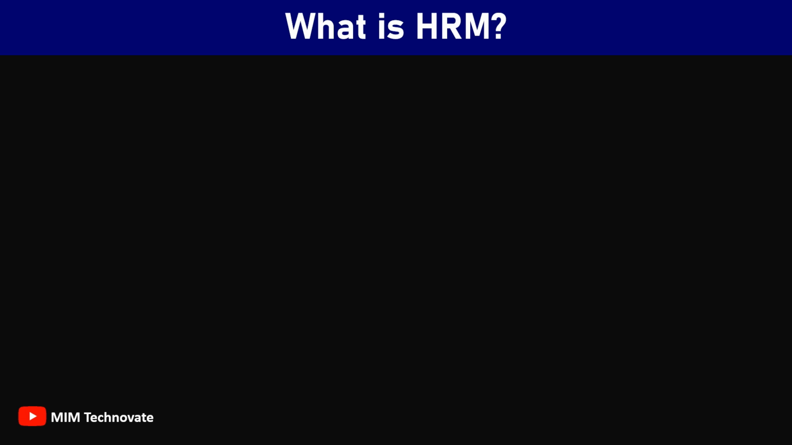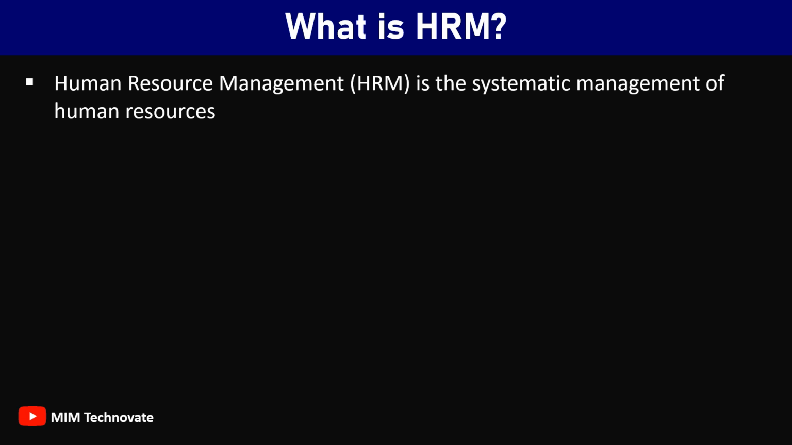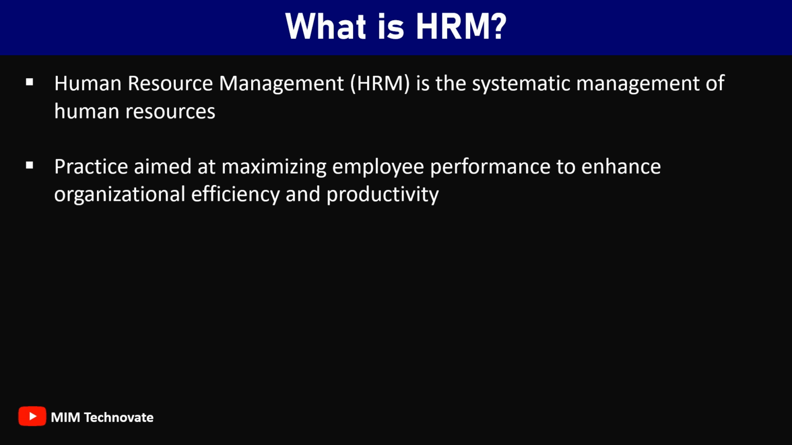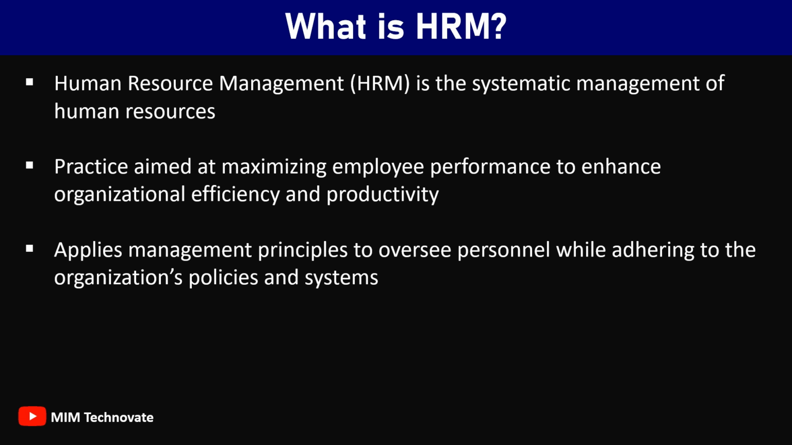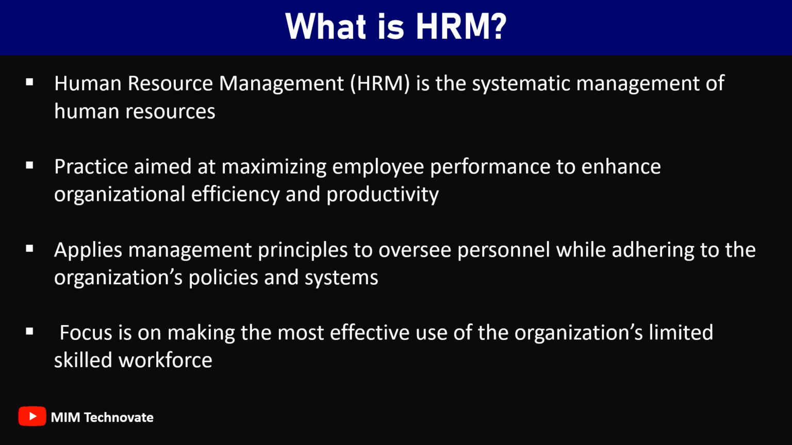What is HRM? Human Resource Management, HRM, is the systematic management of human resources. It is a practice aimed at maximizing employee performance to enhance organizational efficiency and productivity. HRM applies management principles to oversee personnel while adhering to the organization's policies and systems. Its focus is on making the most effective use of the organization's limited skilled workforce.